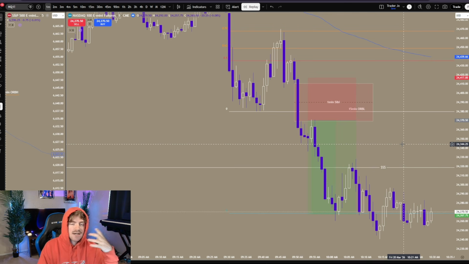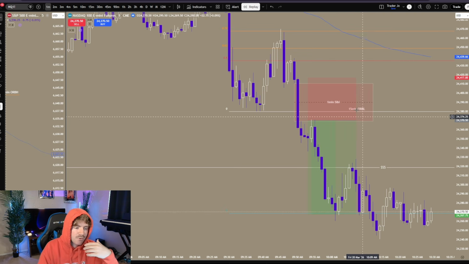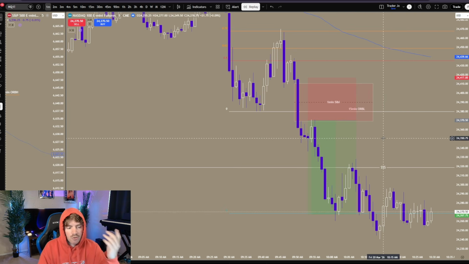What I want to see is actual market structure, like a fair value gap, like an order block with resistance or support that shows us that price is rejecting a certain level. So that's why I like waiting for an FVG or an order block, and then I like taking my entry off of that. So those are two of the best ways that you can trade the 15-minute ORB, and those were both examples from the same exact day where you could have taken either trade and made a lot of money from either one of those.